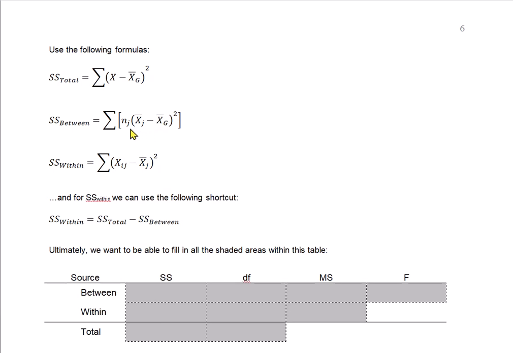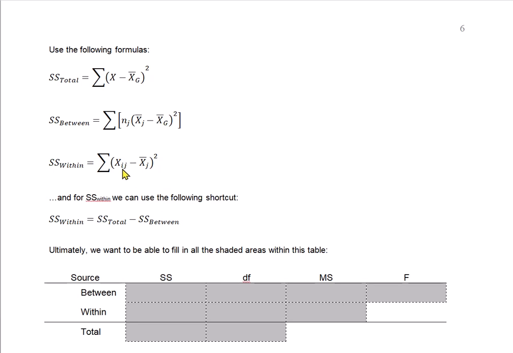There is a shortcut if all of your groups are the same size. I prefer this formula simply because it can be used in any situation, whether you have equal sample sizes or not. And then the third one here, the sum of squares within, is a measure of how much variability you have inside each group independent of all the other groups.